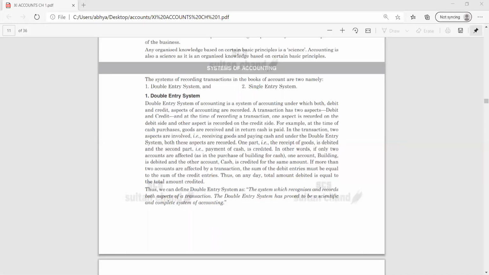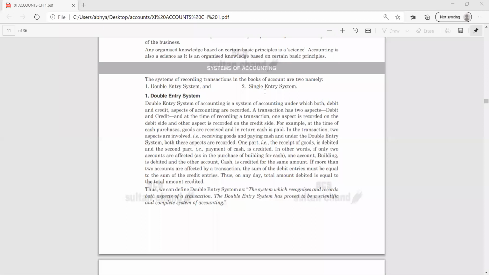Yes, Ankita. Which will be debited and which will be credited? Okay, I think there is some increase in asset, which will be debited, and decrease in cash will be credited. So bank will be debited here and cash will be credited here. This is known as the double entry system. I think it's clear, double entry system.